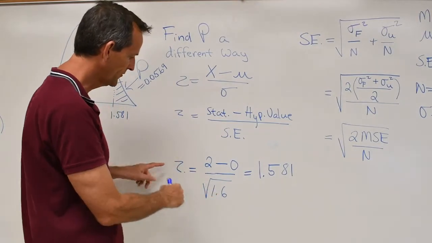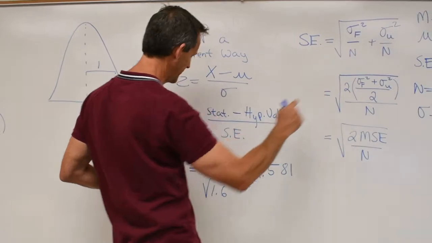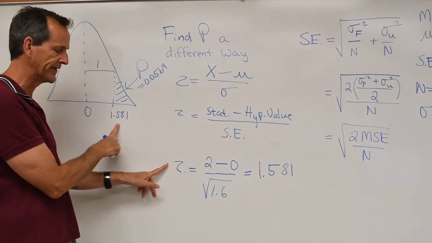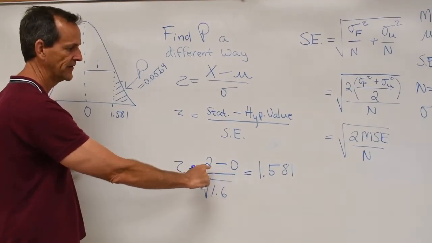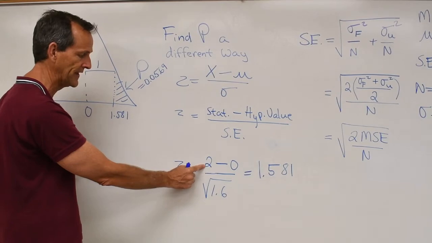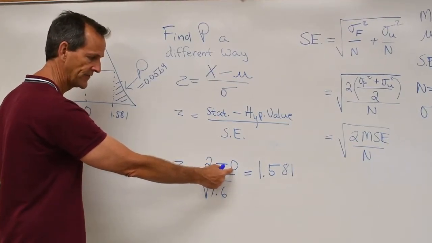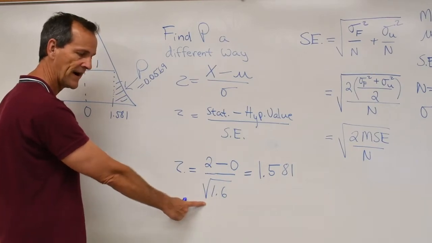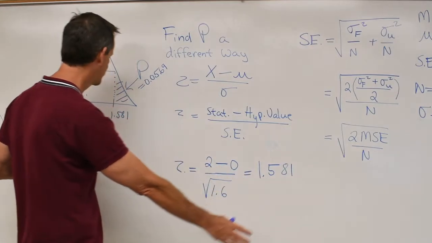Okay, so to get this score that is equivalent to 2, that's what this z-score is. What we do is we take 2 minus 0, so that's the statistic we calculated. In this case, it was the difference between means. We subtract 0, that's the null hypothesis, and we divide by the standard error. Okay, so that gives us a z-score.